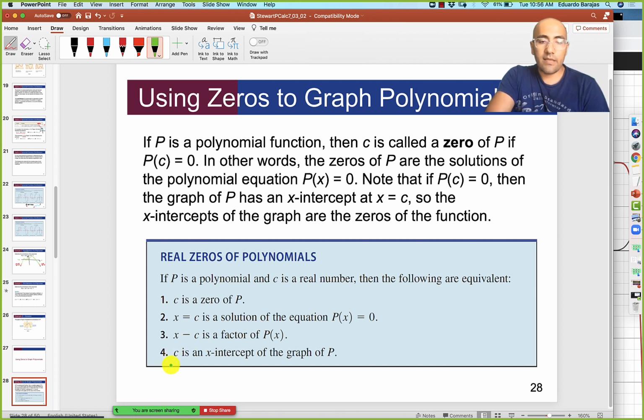And then the last statement, that C must be an x-intercept of the graph. And I think statement 2 and statement 4 kind of match up. Those might be easier to see. Okay, let's look real quick at an example and how all of these apply to it.